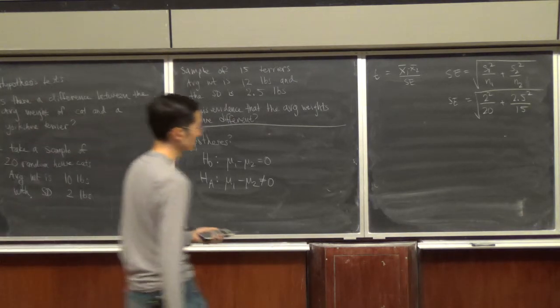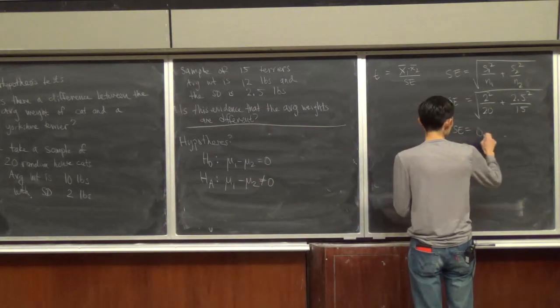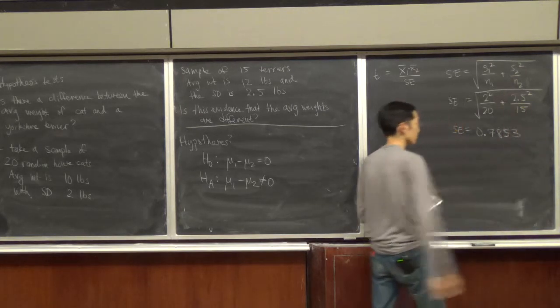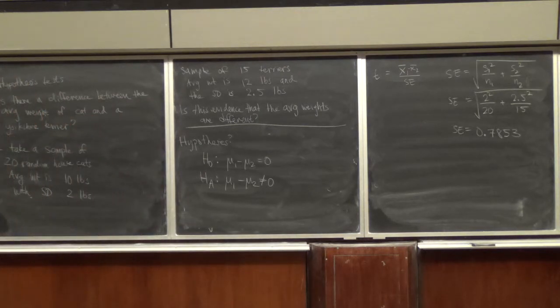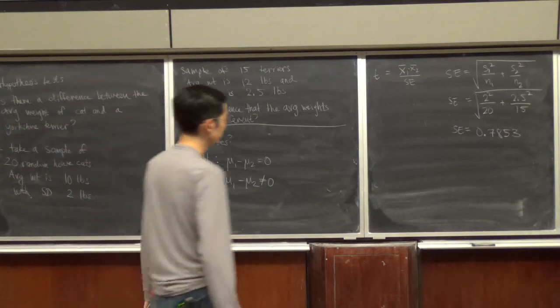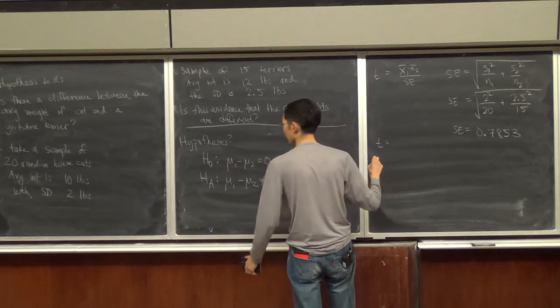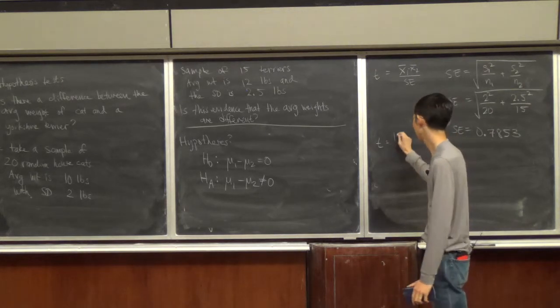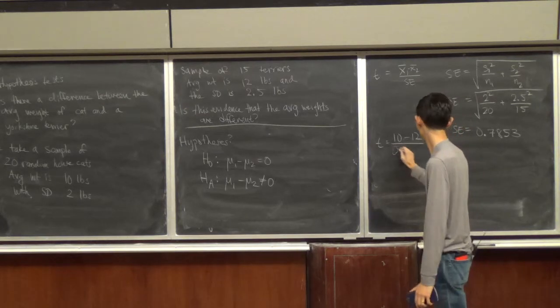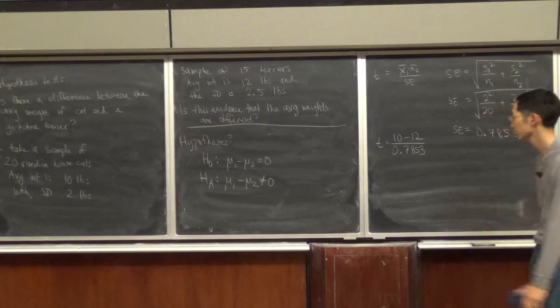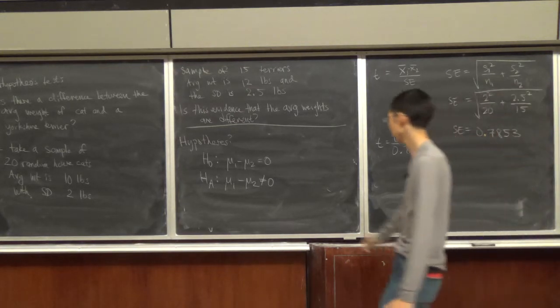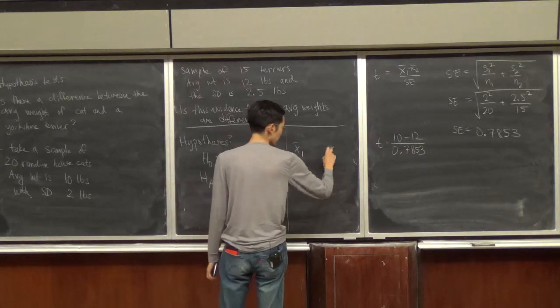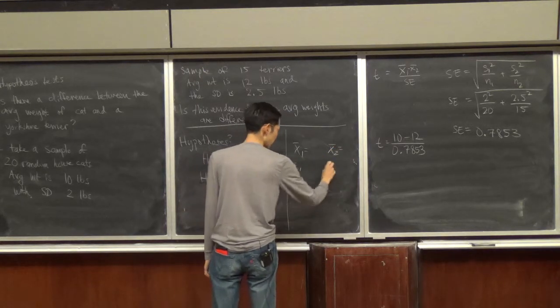My standard error is 7853. Can we try this on our calculator? Got it. So my test statistic is what? I got negative 6.36. That's 10 minus 12. Yeah, negative 2.55.